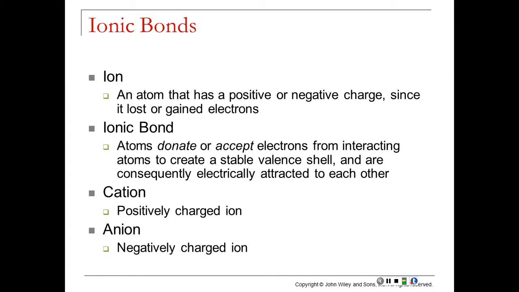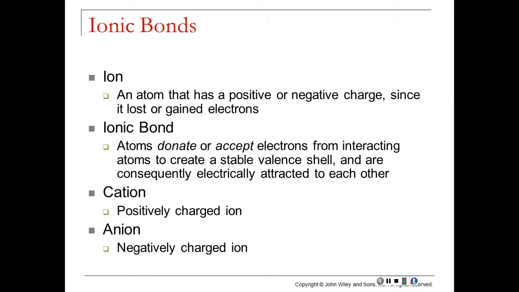There's a special type of bond called an ionic bond. In an ionic bond, those valence electrons are either donated or accepted from other atoms. So an atom, say, that has 2 outer electrons, instead of trying to steal 6 electrons from other atoms so that it can achieve its octet, its 8 valence electrons, it's just going to give up those outer 2 electrons and say, here you go, you can have these 2.